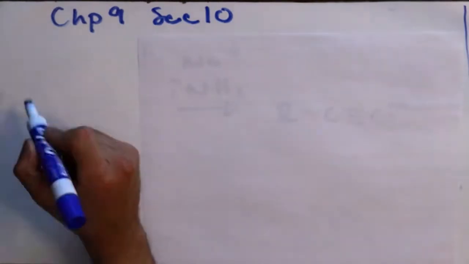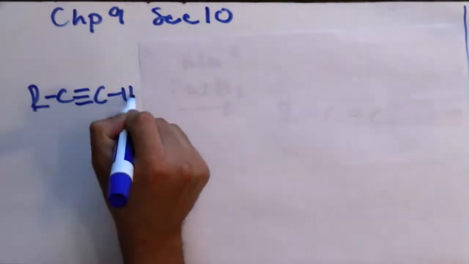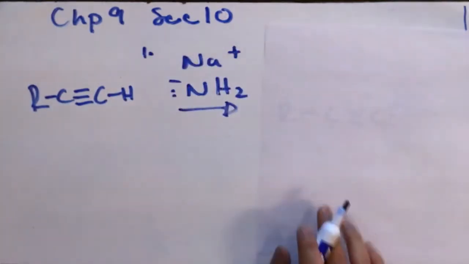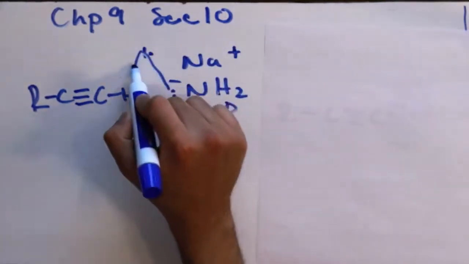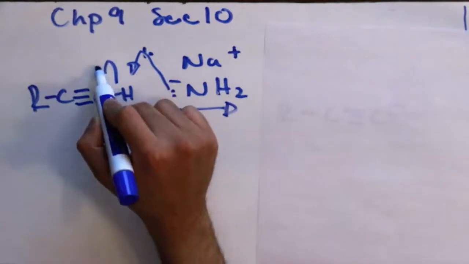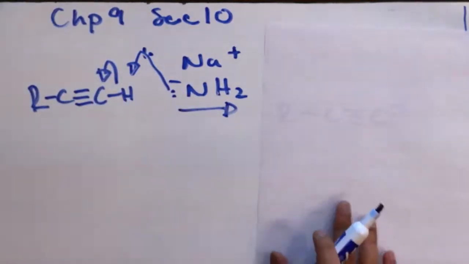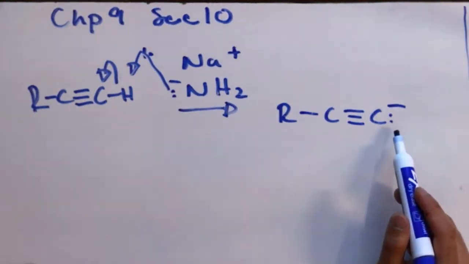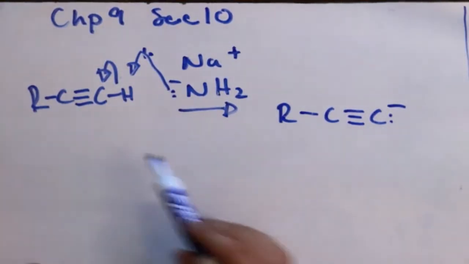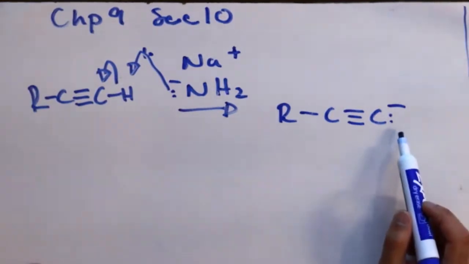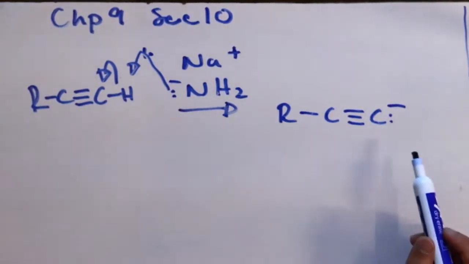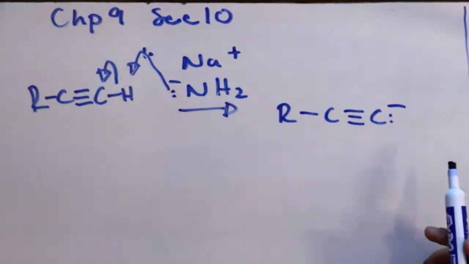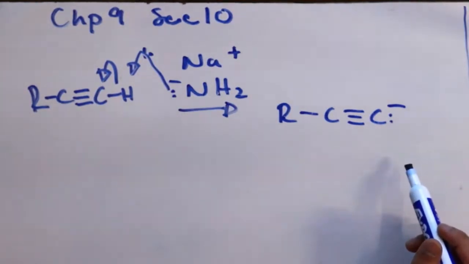So, if we start with a terminal alkyne such as this, in solution with sodium amide, we have a proton transfer causing a deprotonation of that hydrogen, resulting in the alkynide ion, essentially making this compound into an ion that is much more reactive and useful in different synthesis use cases.